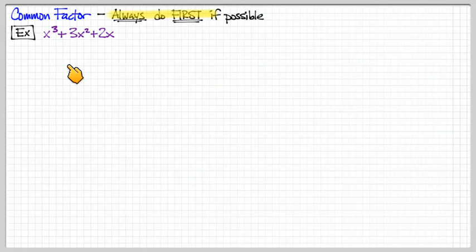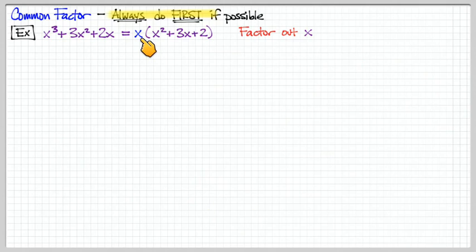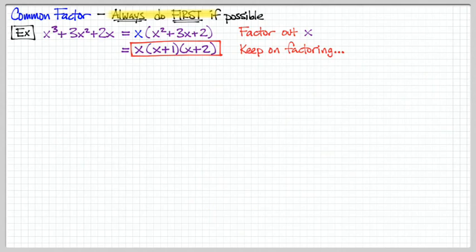So, when we have something like this, there's a common factor of x in each one of these. Factor it out. In some ways, it's kind of like the reverse of distribution. Let's factor it out of each term. The x cubed divided by x is x squared. 3x squared divided by x is 3x. 2x divided by x is 2. Then we could keep on factoring, or we could try to keep on factoring. In this case, we can. So don't stop after the first step, maybe it exposes more that you can do.